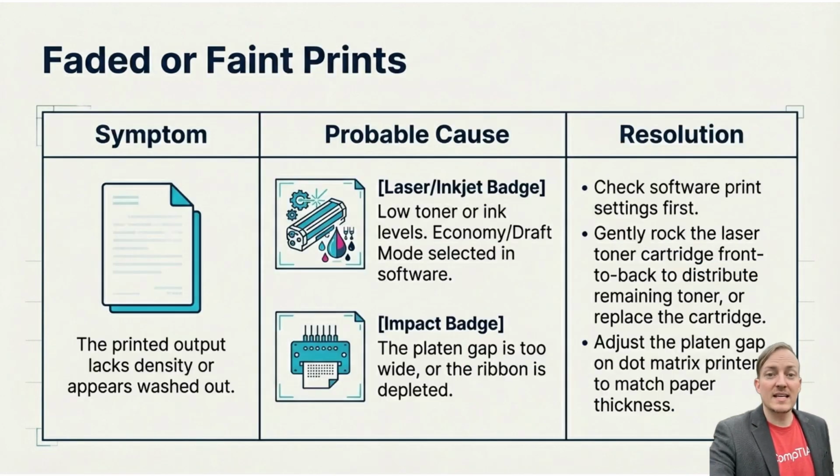Our first quality defect is faded or faint prints, where the output lacks density or appears washed out. For laser and inkjet printers, this usually means low toner or ink levels, or someone accidentally selected economy or draft mode in the software. For impact printers, it often means the platen gap is too wide, or the ribbon is completely depleted. Check your software print settings first, then gently rock a laser toner cartridge front to back to distribute remaining powder, or adjust the platen gap on your dot matrix printer.